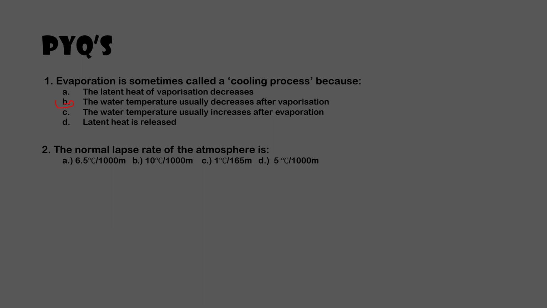Now the second question: the normal lapse rate of the atmosphere is, so see here, this was a tricky question and it was cancelled by the board when the final answer key was released, because you see 6.5 degrees Celsius per 1000 meter, 10 degrees Celsius per 1000 meter, 1 degree Celsius for every 165 meters, and 5 degrees Celsius per 1000 meter. Which one of the following is the normal lapse rate of the atmosphere? If you see properly, 1 degree Celsius per 165 meter and 6.5 degrees Celsius per 1000 meter, these both are normal lapse rate. So any of the two options is correct here.